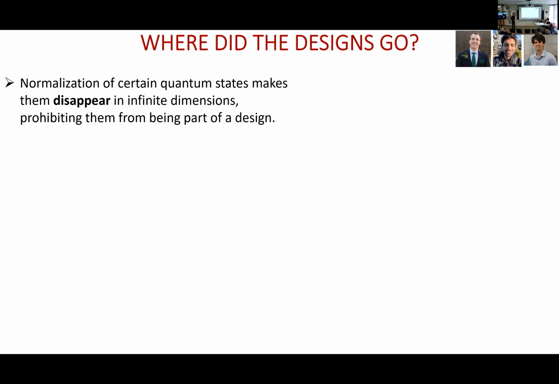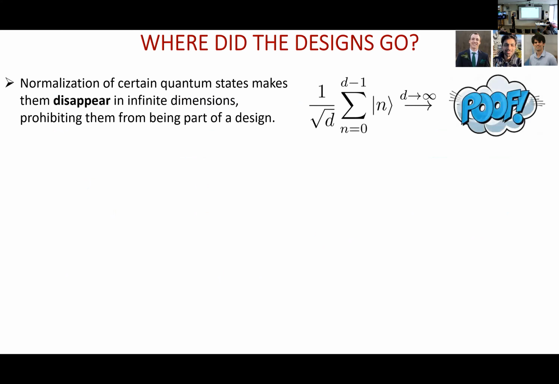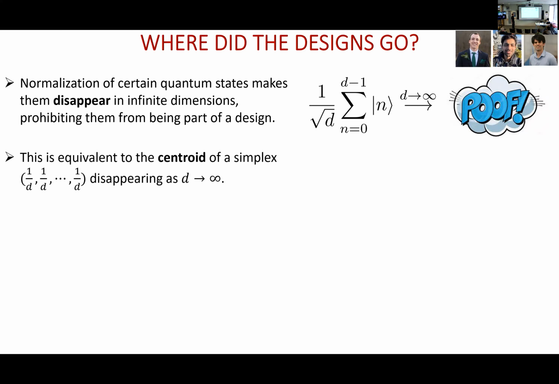So what goes wrong for this infinite dimensional case? Well, it turns out that the normalization is the problem. You need to have sort of even superpositions of your basis states to be part of a design. And for a d-dimensional space, if you normalize this, it goes to 0. So a normalized superposition of a countably infinite number of states just doesn't exist, right? So that's bad. Why is this bad?